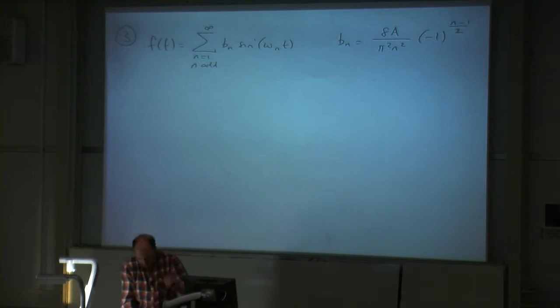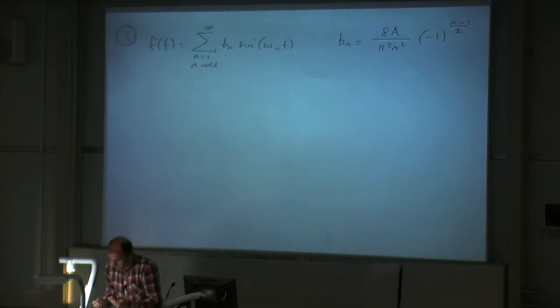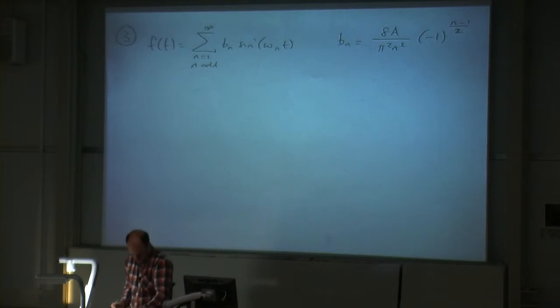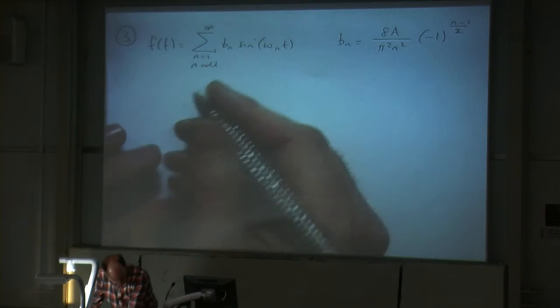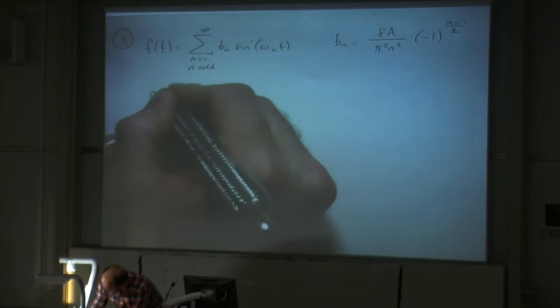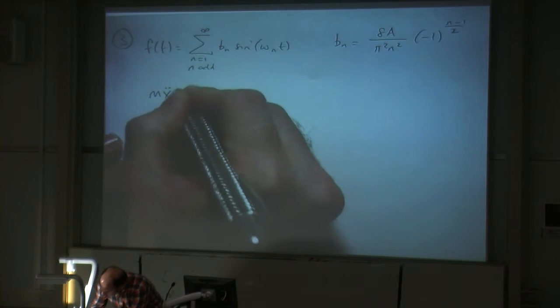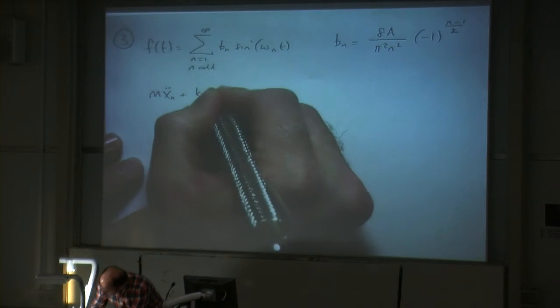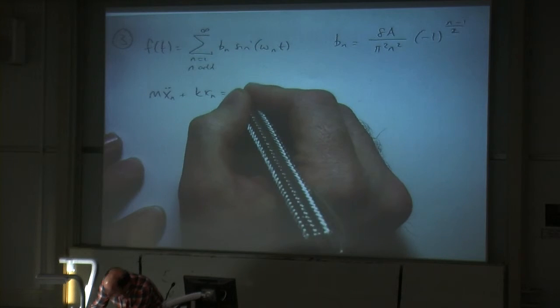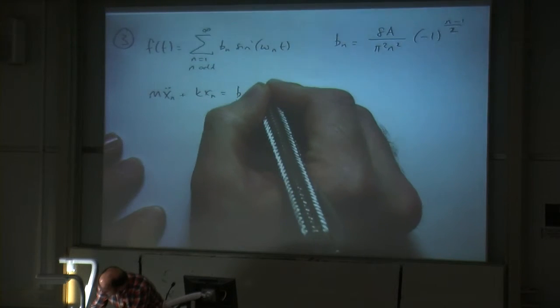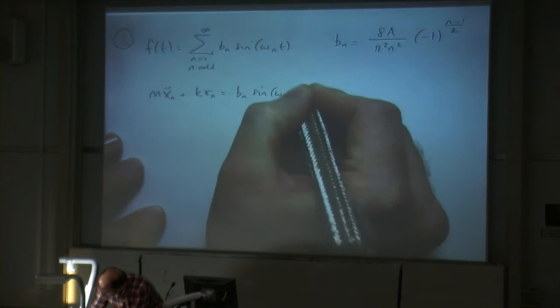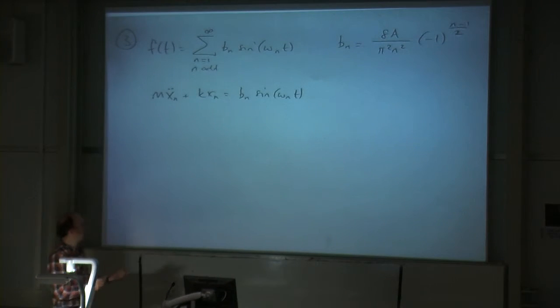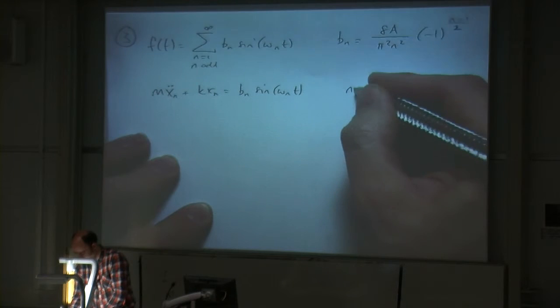We now need to find out the solution x of t. What I'm asking for is not the complete solution here, I'm just asking for the particular integral part of this solution. And obviously it's a mass spring system, so we have m x double dot n plus k xn equals our forcing function, bn sine omega n t. And this is for every n term, so when n equals 1, 3, 5, and so on.